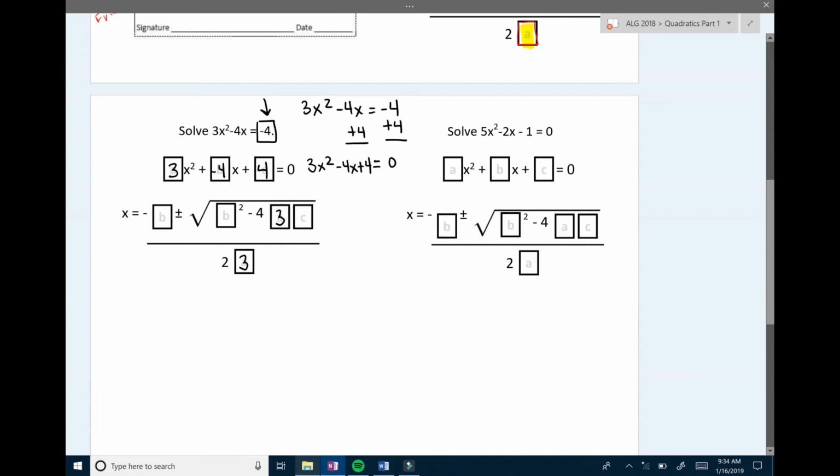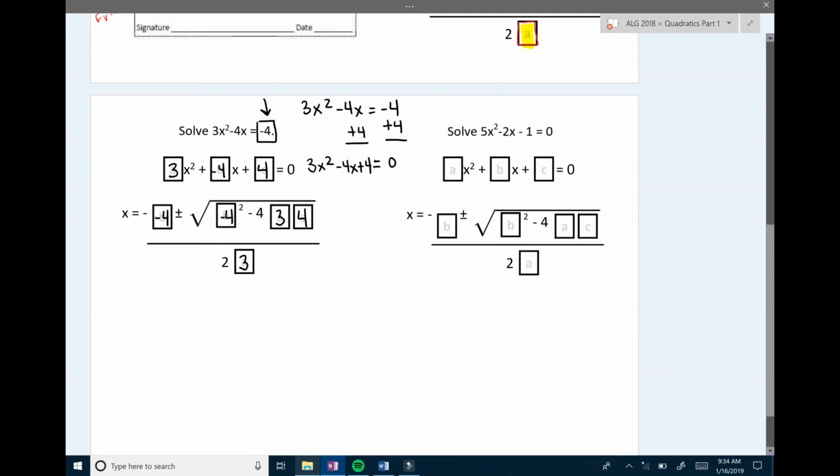Let's keep going. B is next. And B is what number? Well, B is negative 4. So you're going to put a negative 4 here. You're going to put a negative 4 here. And then that's it. Last but not least is C. And C is a 4.